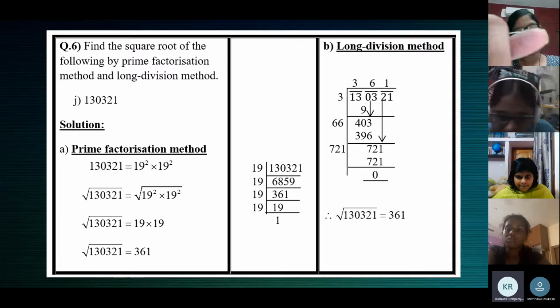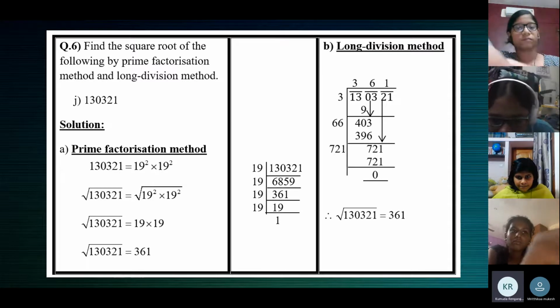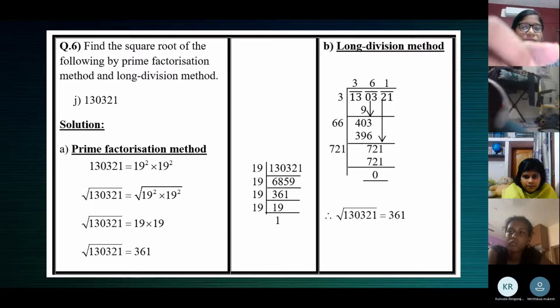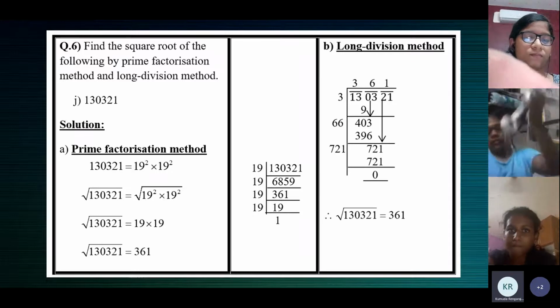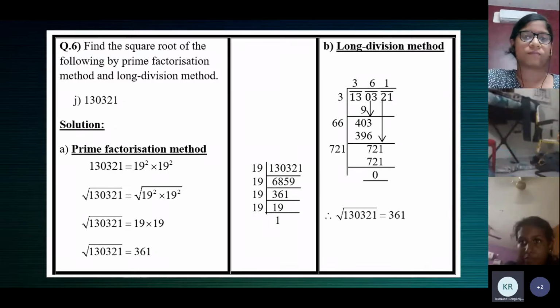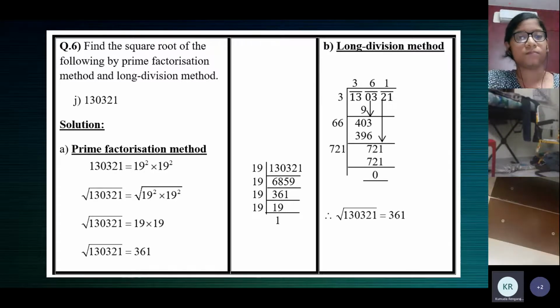In simple words, when the number is very large, go with the long division method. And the other trick is, supposing you're not able to find the factors using the prime factorization method, you can work the answer by long division method in the rough column, get the answer and then do the prime factorization method.